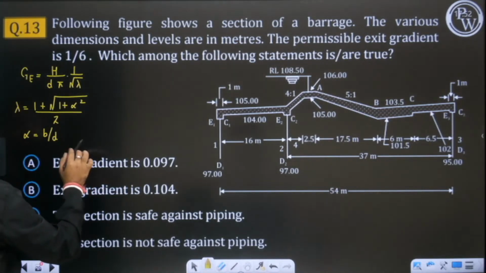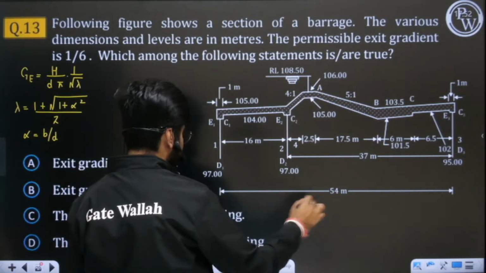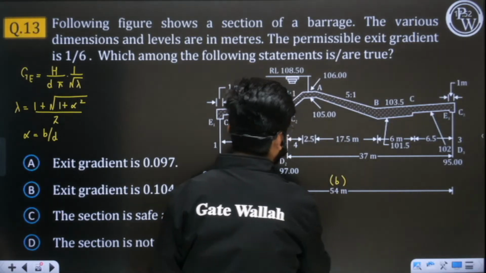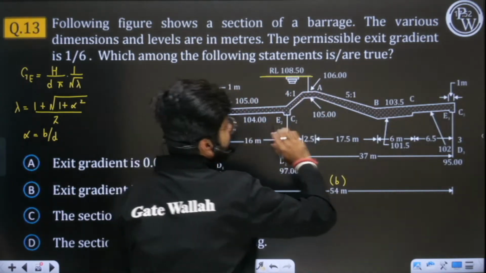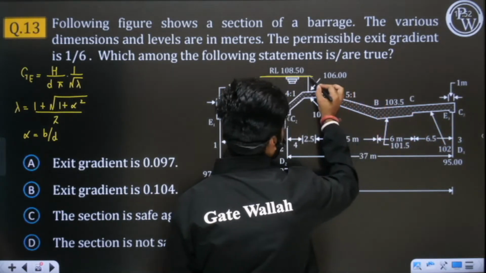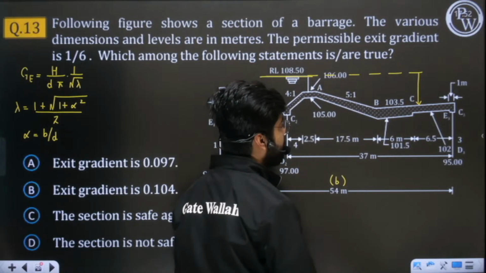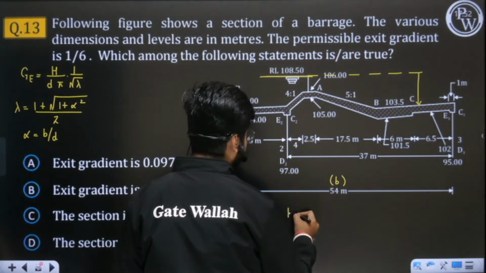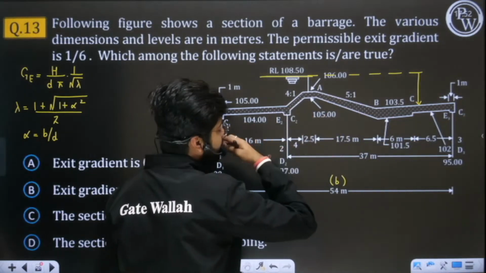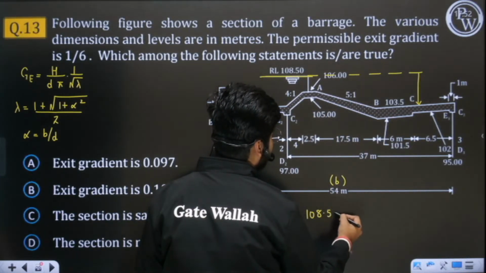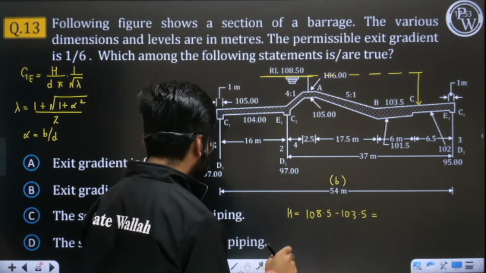Now simply, you need to find b, d and h. This entire floor length is b. Now we have to find h. You can see this is the maximum level of water on the upstream side, and here there is no water, this is 103.5. So subtract 103.5 from 108.5. This is the difference in level of water, which will be h here. H means the total head of water upstream minus the total head of water downstream. So h will be 108.5 minus 103.5, which is simply 5 meters.